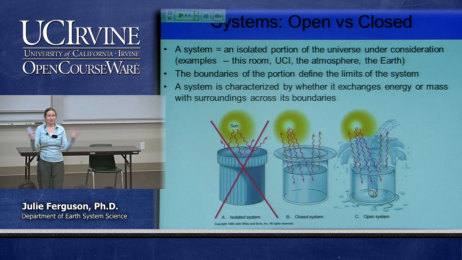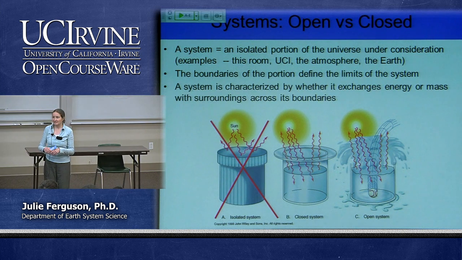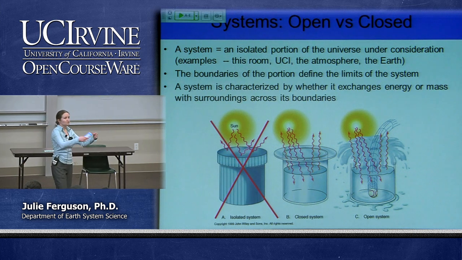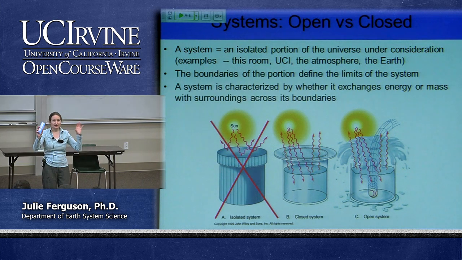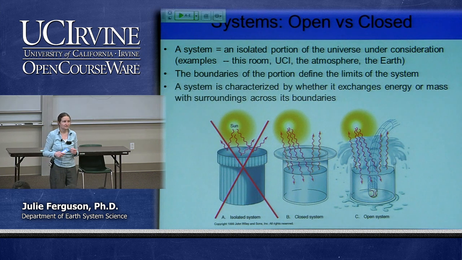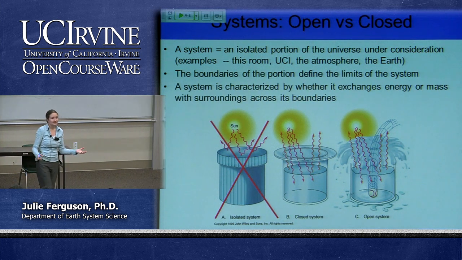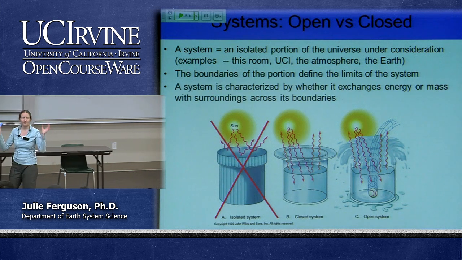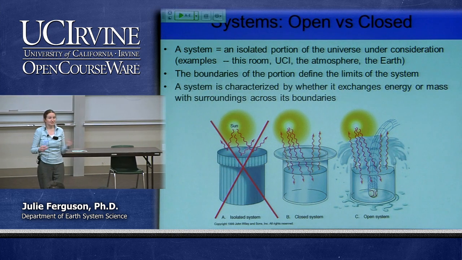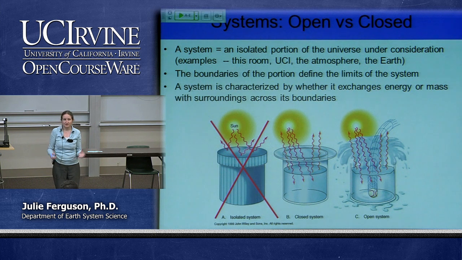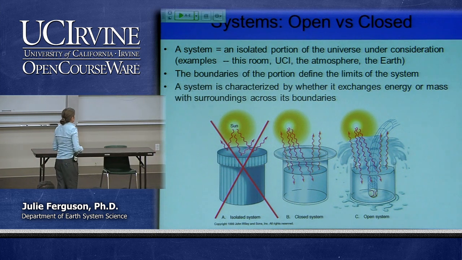So when we say what a system is, we're really arbitrarily defining a boundary. So this room could be a system, and the boundaries could be the walls and the doors. Or UCI could be a system, or the US could be a system, or the lake or the pond or something could be a system. We're just sort of defining where those boundaries are. We're isolating it from everything else.